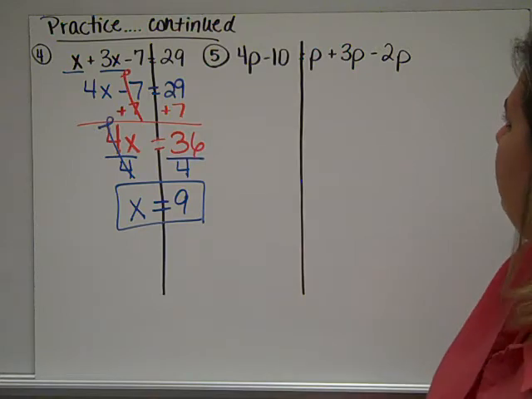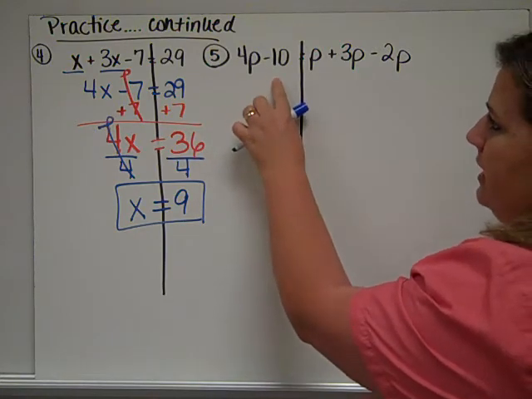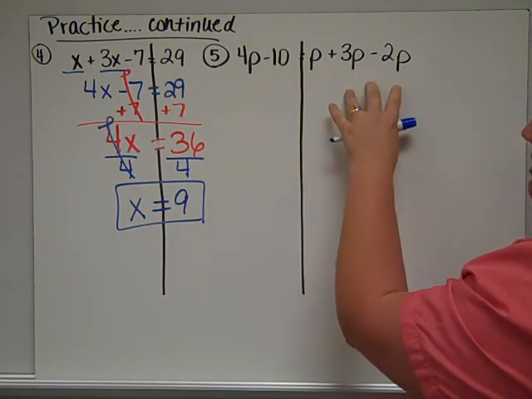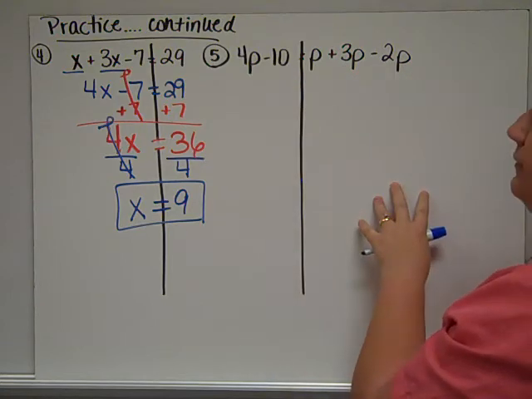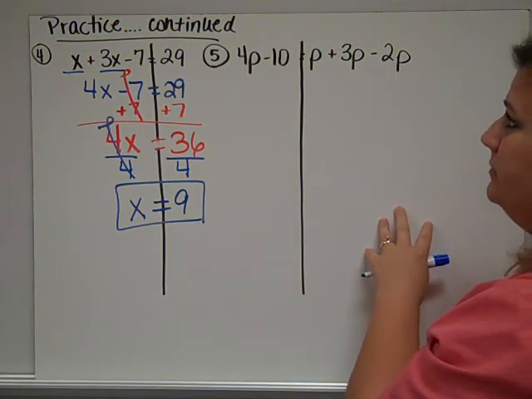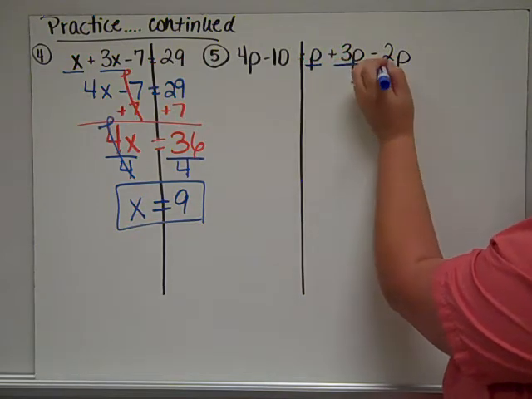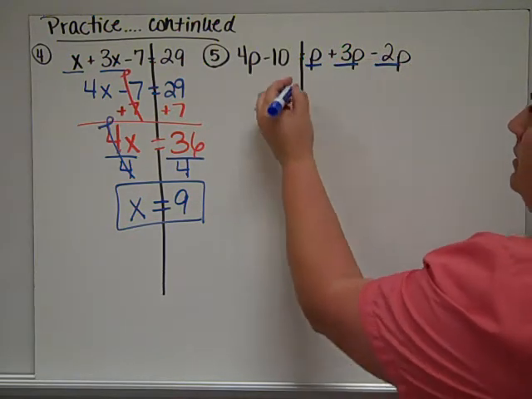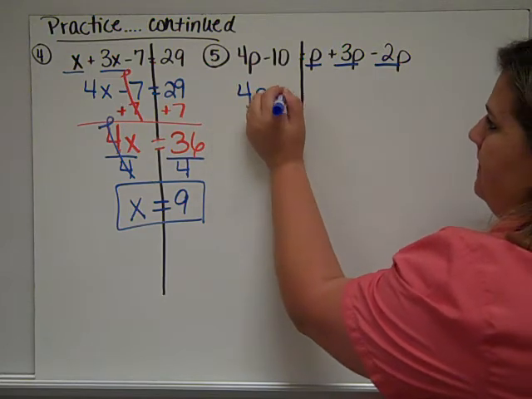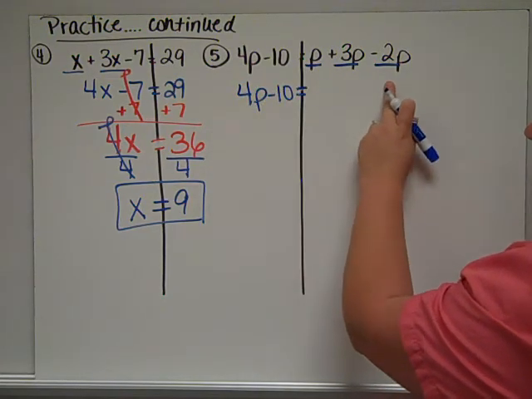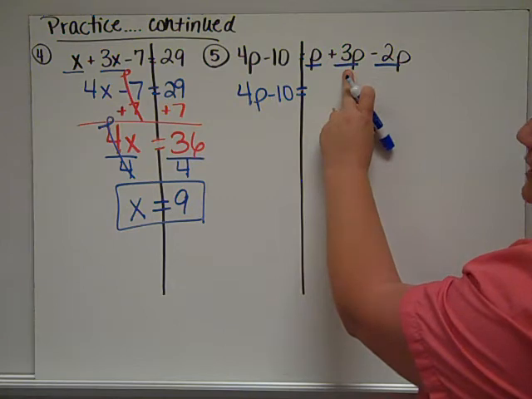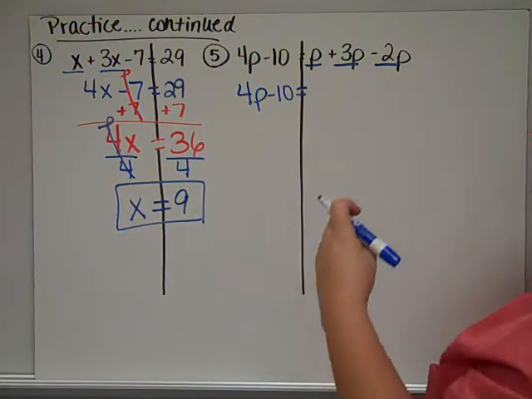All right, let's look at number 5. I don't have anything over on the left-hand side of the equal sign, but I notice I have 3 different like terms on the right-hand side. So 1 plus 3 minus 2. When I combine those, that gives me, well, 1 plus 3 is positive 4, minus 2 is positive 2.